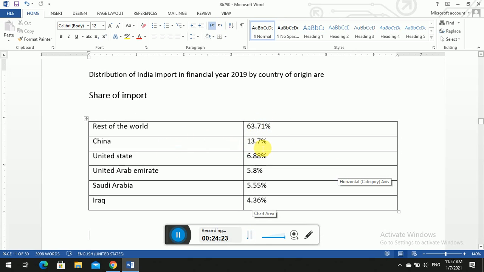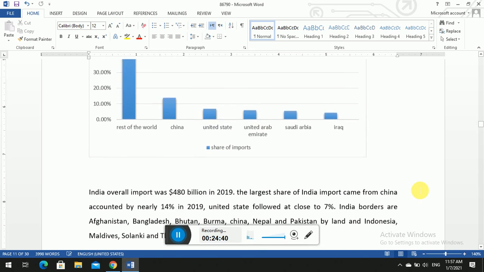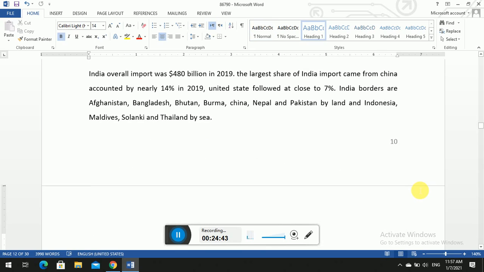By country: China, 13.7%, they are importing from China. United States, 6.88%. United Arab Emirates, 5.8%. Saudi Arabia, 5.55%. And Iraq, 4.36%. So they are importing oil for this. India's overall import was 480 billion in 2019. The largest share of India's imports came from China, nearly 14% in 2019. The United States followed closely. India's borders are Afghanistan, Bangladesh, Bhutan, Burma, China, Nepal, and Pakistan by land, and Indonesia, Maldives, Sri Lanka and Thailand by sea.